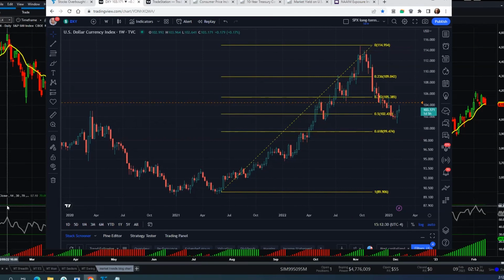So I'm not saying the dollar is going to go straight up. What I'm saying is this weak dollar move that we've seen this year, there's a lot of reasons right now to at least look for a pause. I mentioned the bond yields moving higher.